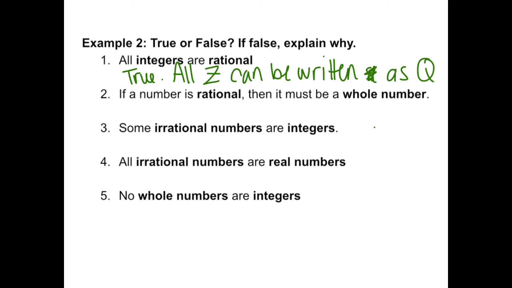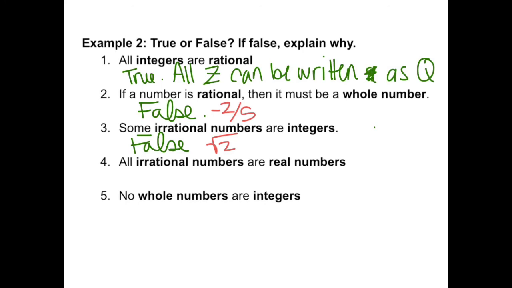If a number is rational, then it must be a whole number. That's definitely false because a rational number focuses on those fractions, and it also can be negative. So it's false. An example would be -2/5. That's a rational number that is not a whole number, so it's definitely false. Number 3, some irrational numbers are integers. This is also false. An irrational number is off on its own, so there's no way that an irrational number can be an integer. If I just give the square root of 2, there's no way that can be a positive or negative whole number.